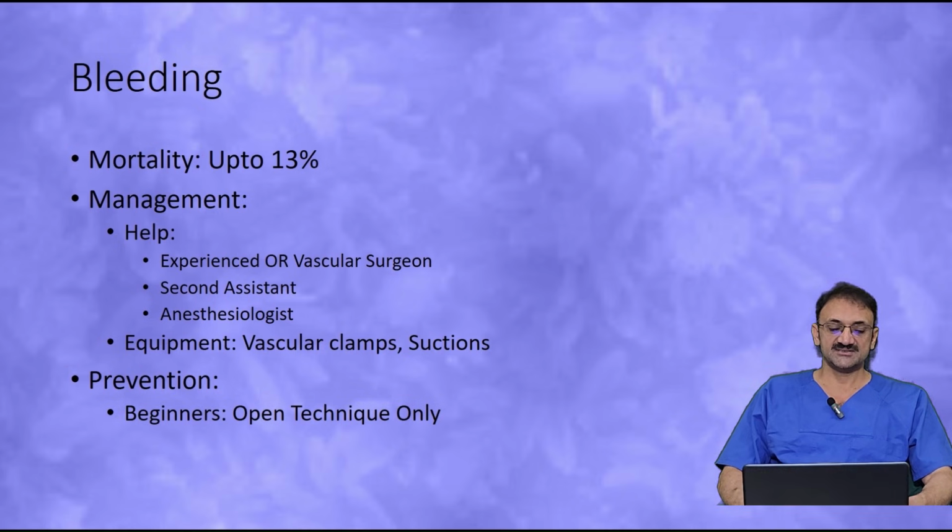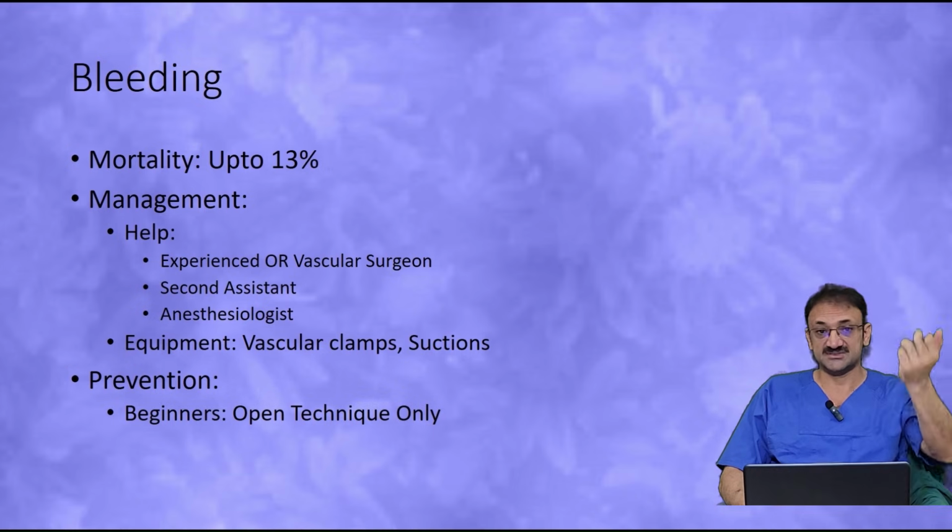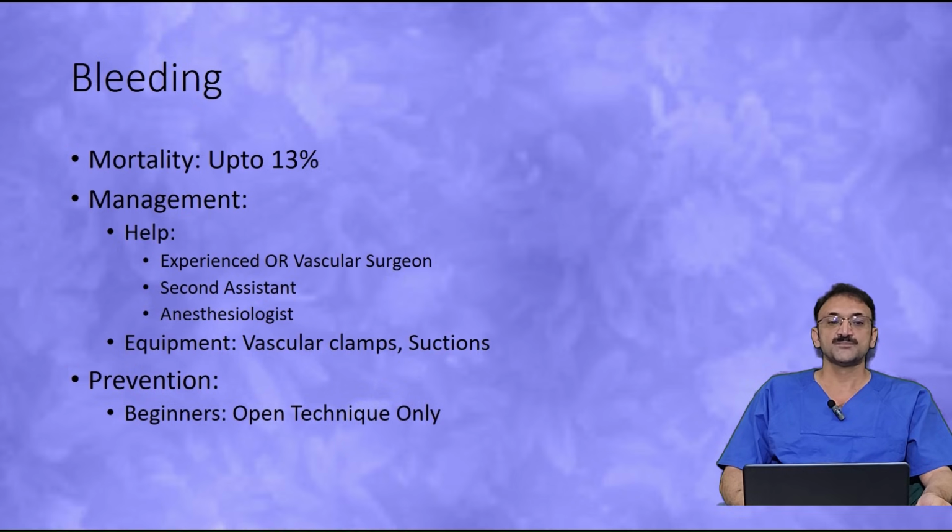The general management is, number one, you have to call for help, and the help may be that of the vascular surgeon, or an experienced surgeon senior to you, or one of your colleagues who is busy around the corner in the next operation theater. He should be called. And you will always need a second assistant. The first assistant is holding the camera, and he's helping you with the traction and retraction and the suction.